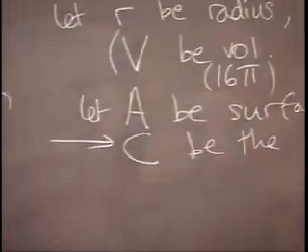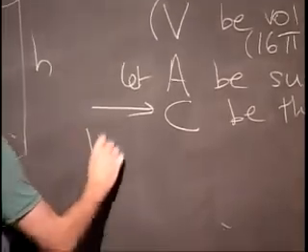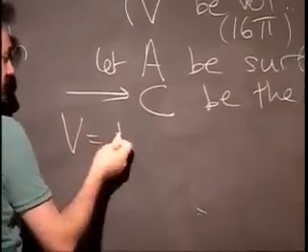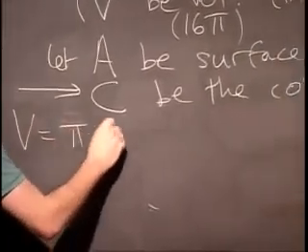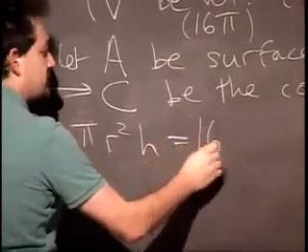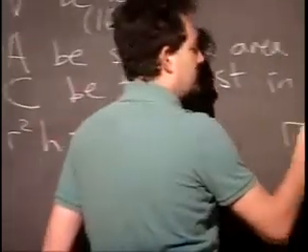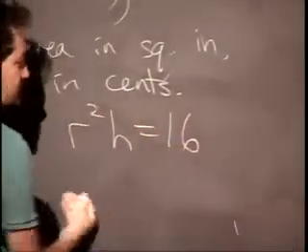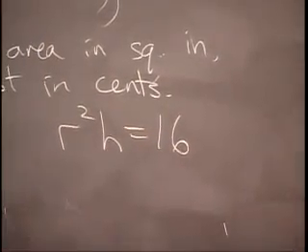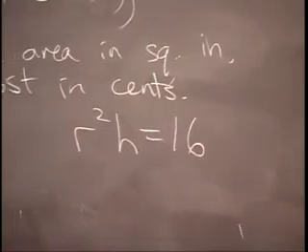All right, well, let's write down some equations. The volume is pi r squared h, which happens to be equal to 16 pi. So we already have an equation, r squared h is 16. There's a first equation. Now, what about the surface area?